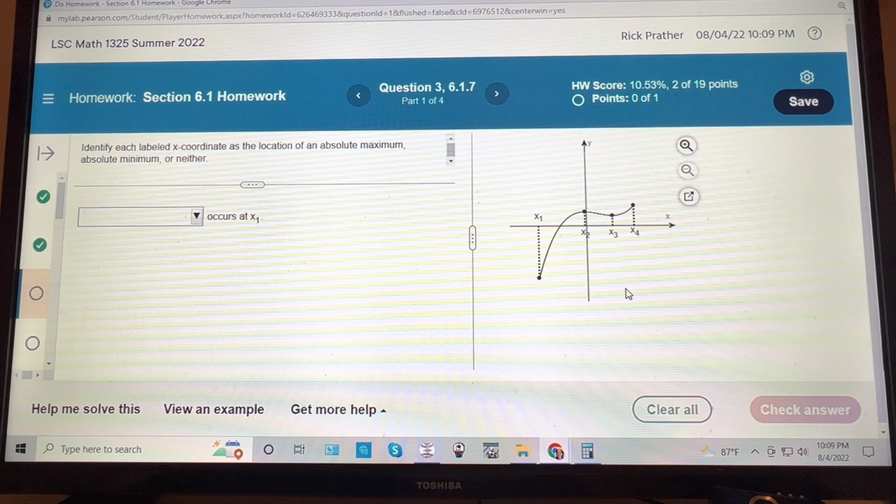And then all you really do is make a list if you have an equation, or in this case, look at the graph, and what is the y value of each of these spots? Well, this is the lowest y value for sure. And then this y value is a little higher than that one, but this one's higher than both of those. So x4 has the highest y value. That's the absolute maximum. x1 has the lowest y value. That's the absolute minimum.